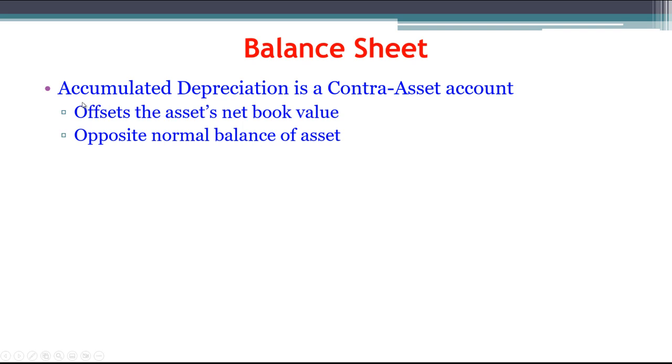So just a reminder that the accumulated depreciation is a contra asset account. It has a normal credit balance because it's the opposite of the asset. Assets have a normal debit balance. A contra asset has a normal credit balance. To increase it, you credit it throughout the life of that asset. Now this offsets the asset's net book value. That's the whole goal. It'll grow over time. Therefore, the net book value will drop over time.